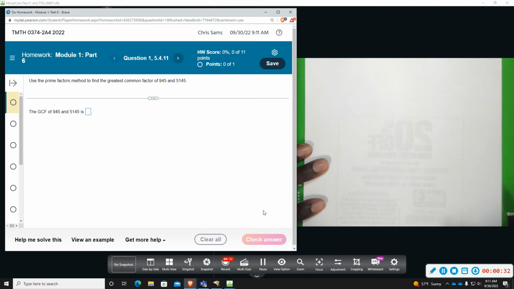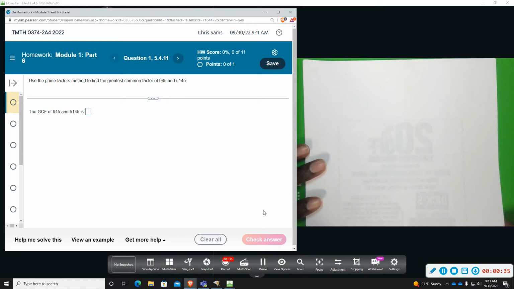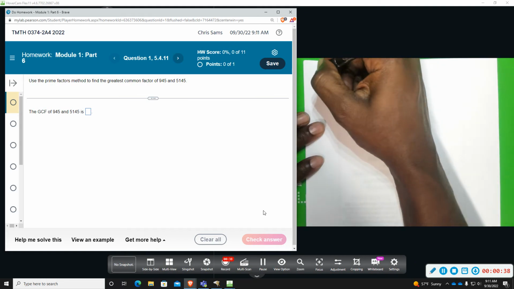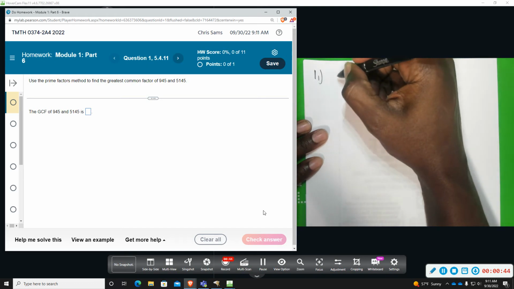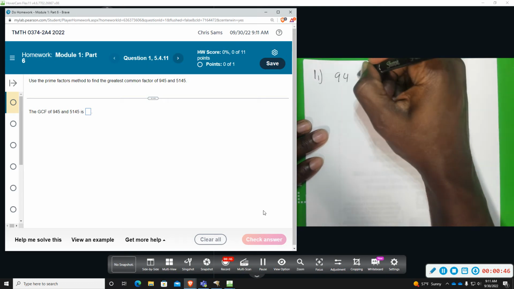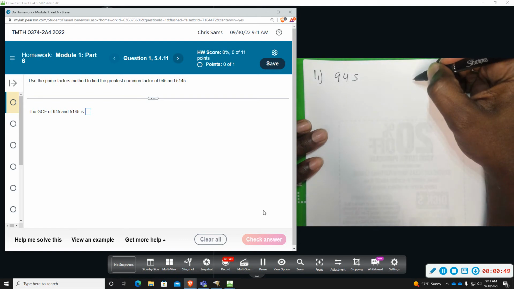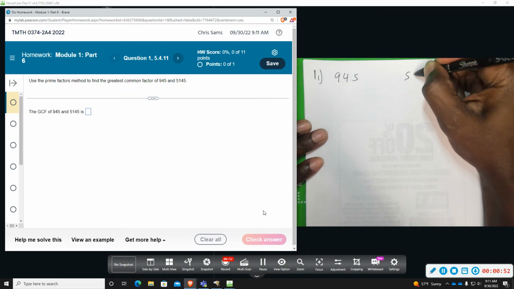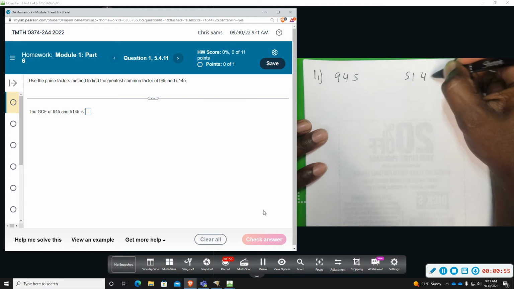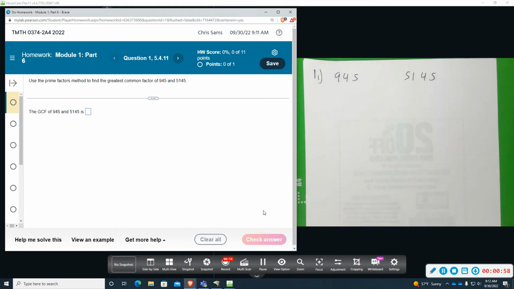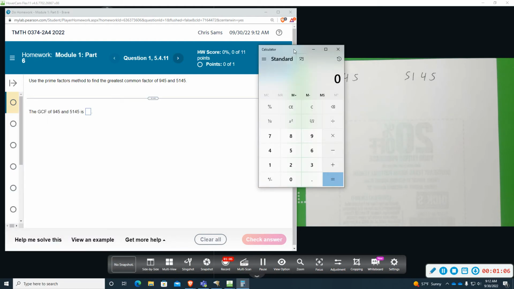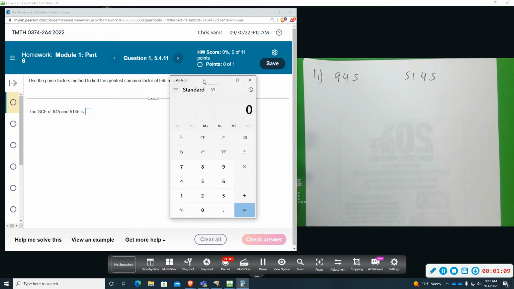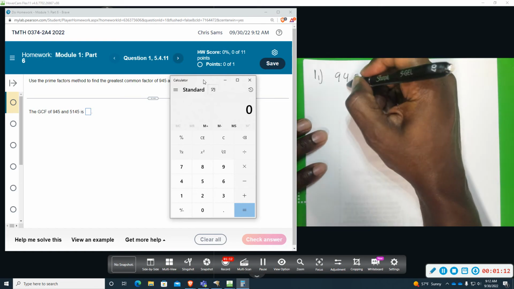So we previously found prime factorization in the previous section, so we're going to start out doing that. Okay. So we're going to have two numbers, 945, and then we're going to have 5145. Okay, and these are big numbers, so I will use a calculator to assist us. I'll just get the basic calculator that's here on the computer and pull that up. Okay, so both these numbers are divisible by 5 because they end in 5.